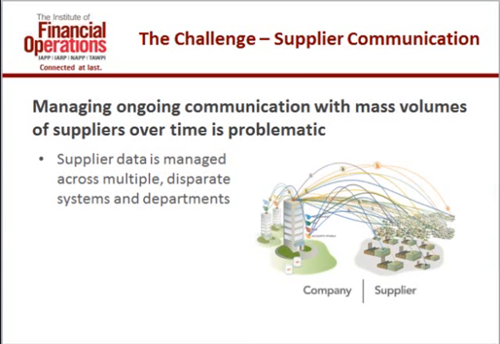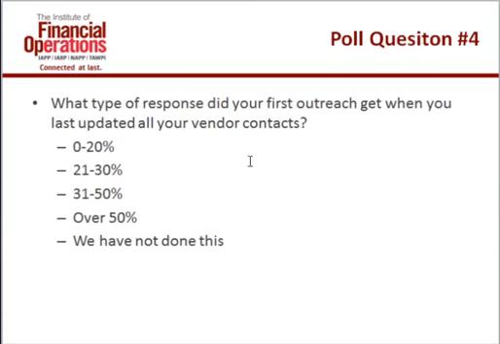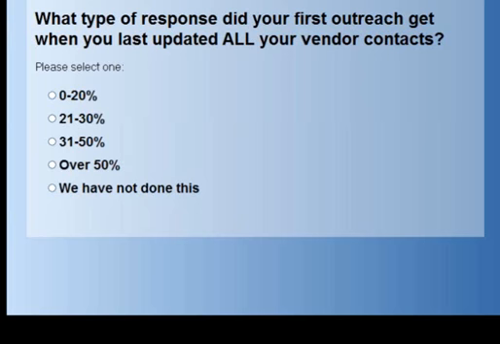So this actually segues into another question. It's kind of a similar wrinkle to what we were asking before. If you did reach out to your suppliers, what type of response outreach do you get? That's when you last intended to update your vendor contact information. What type of response are you seeing when you do head out with that aim to communicate with suppliers?